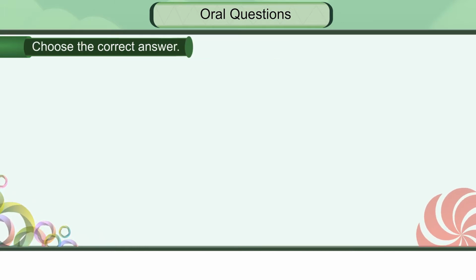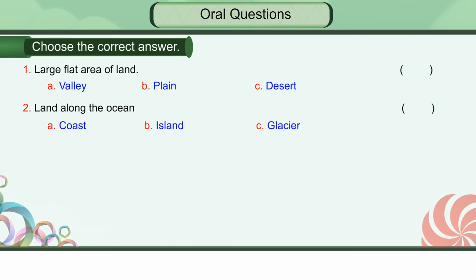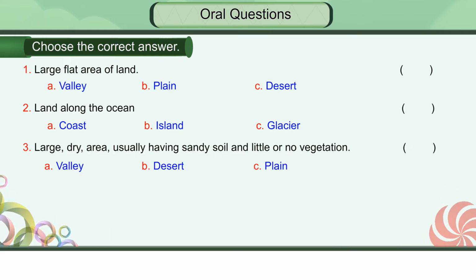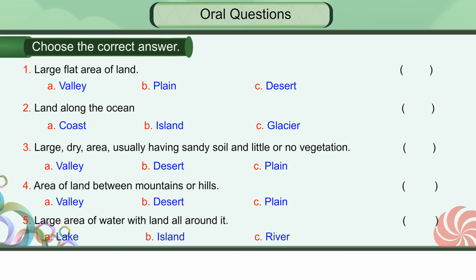Choose the correct answer. Large flat area of land: valley, plain, desert. Land along the ocean: coast, island, glacier. Large dry area, usually having sandy soil and little or no vegetation: valley, desert, plain. Area of land between mountains or hills: valley, desert, plain. Large area of water with land all around it: lake, island, river.